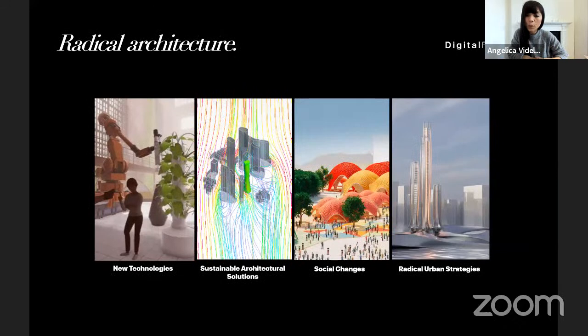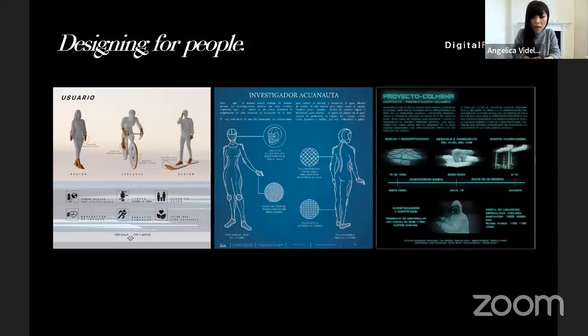The course proposes to investigate new technologies, sustainable architectural solutions, social changes, and explore radical urban strategies, with the user as the central driver and starting point for the project. We start by analyzing how we live today and how we lived in the past in order to speculate how we will be living in the next 10, 20, or 100 years.